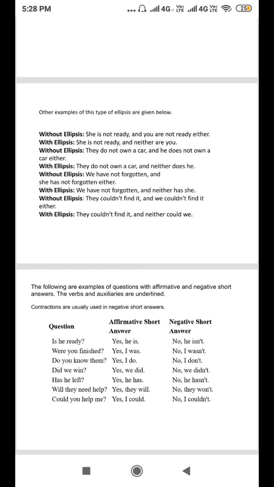Will they need help? Yes, they will. Or no, they won't. Won't is the shortened form of will not. Could you help me? Yes, I could. No, I couldn't. So these are the ellipses.